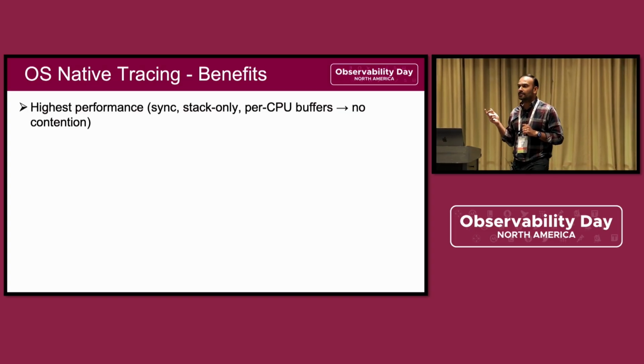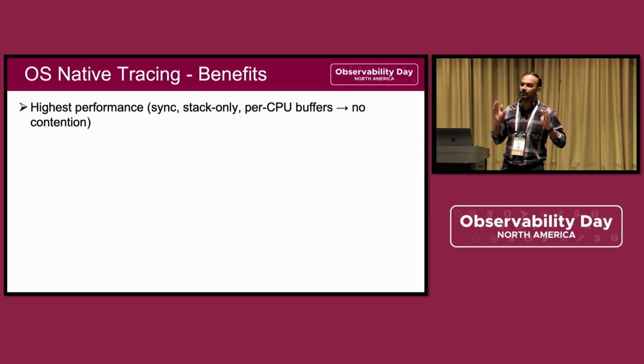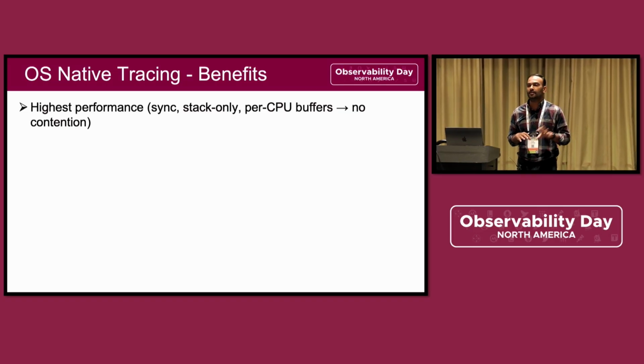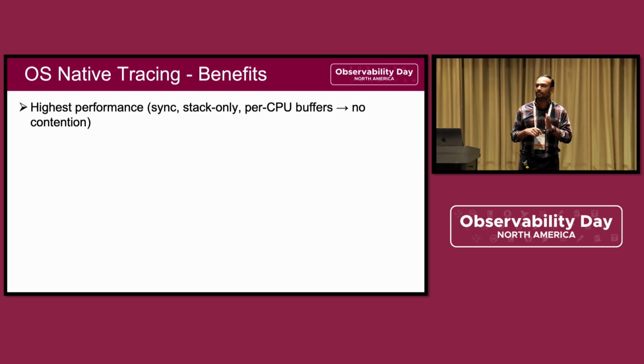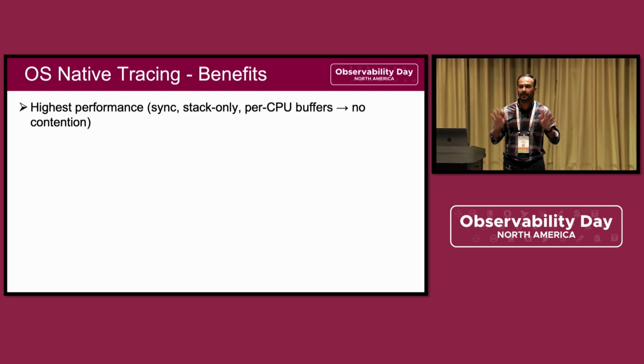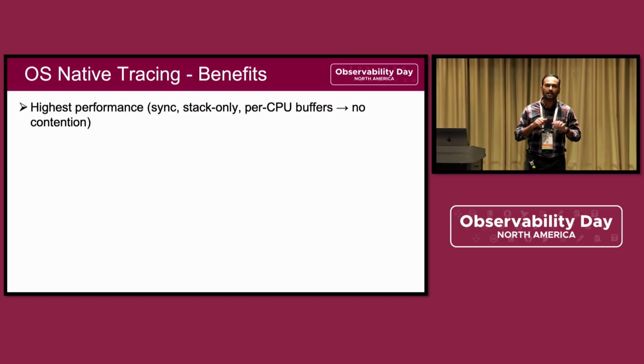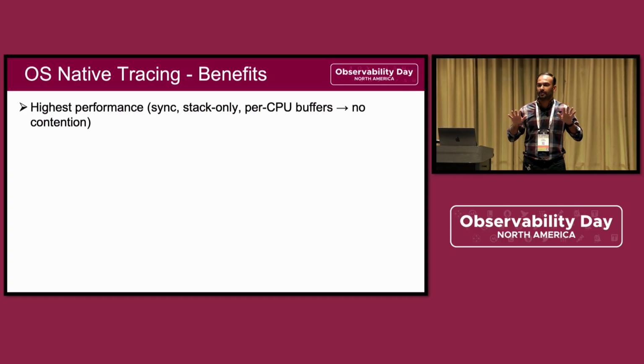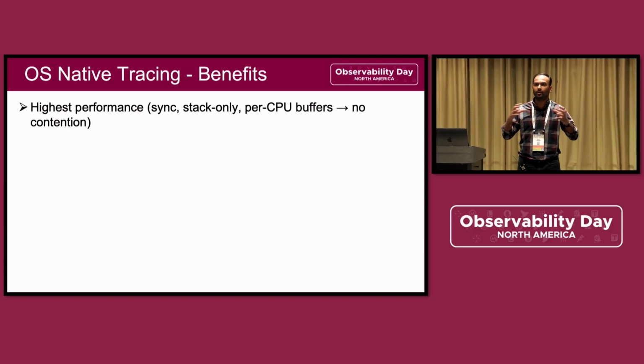And number 2 is the buffers to which the logs are written. They are per-CPU buffers. Both in Windows and Linux, the tracing facility keeps per-CPU buffers. So let's say you are operating a 10-core machine and you have 10 threads, all trying to write logs. They can do it truly in parallel. There is no contention, there is no lock or mutex or anything.